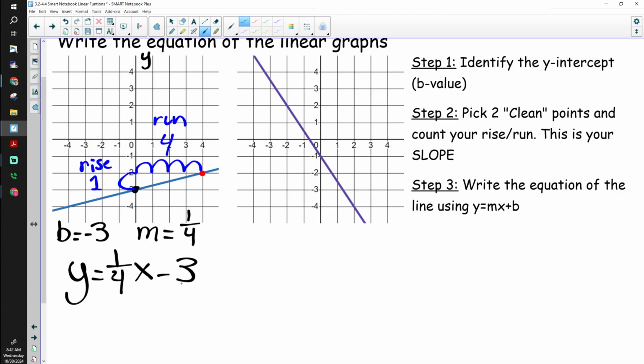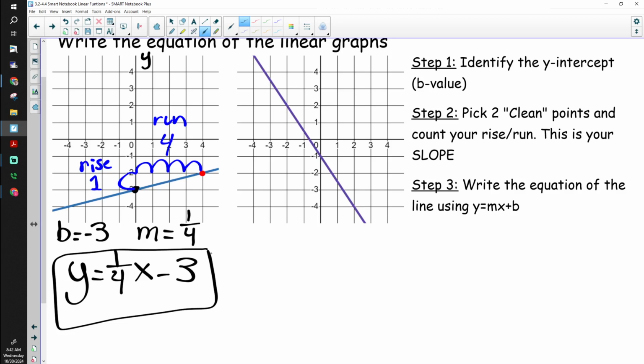If I wrote plus negative 3, is that okay? Technically it's okay. But they would use a minus 3 on the standardized test. This is the equation for the line. Okay, so that's how you would do it if you want to be old school.